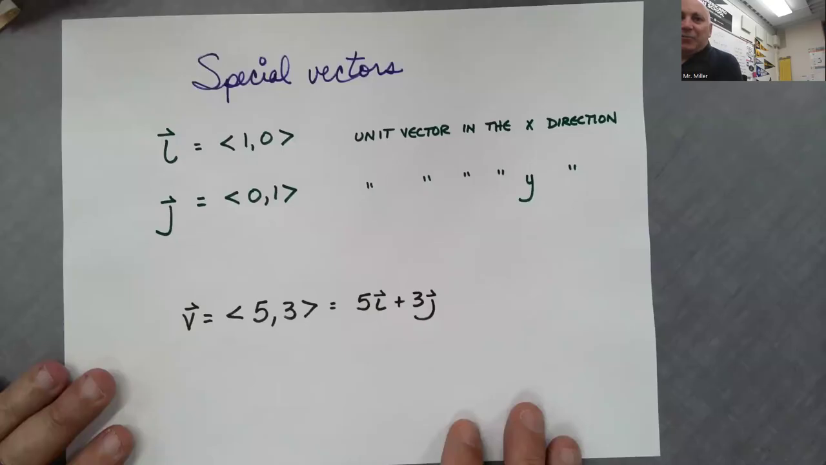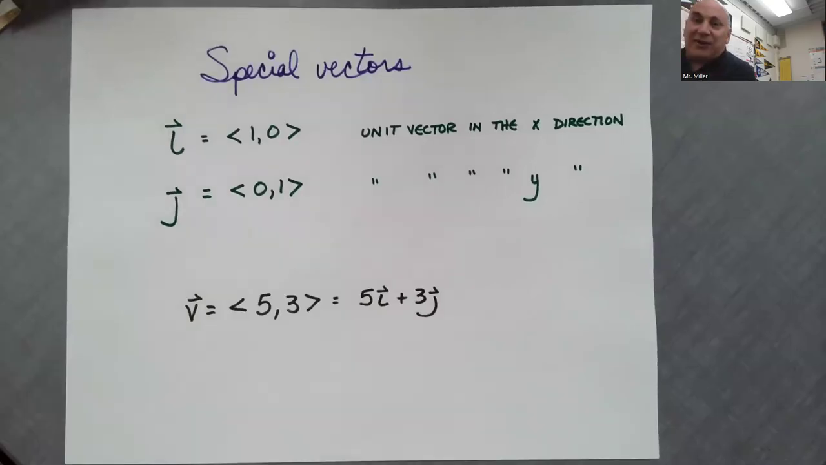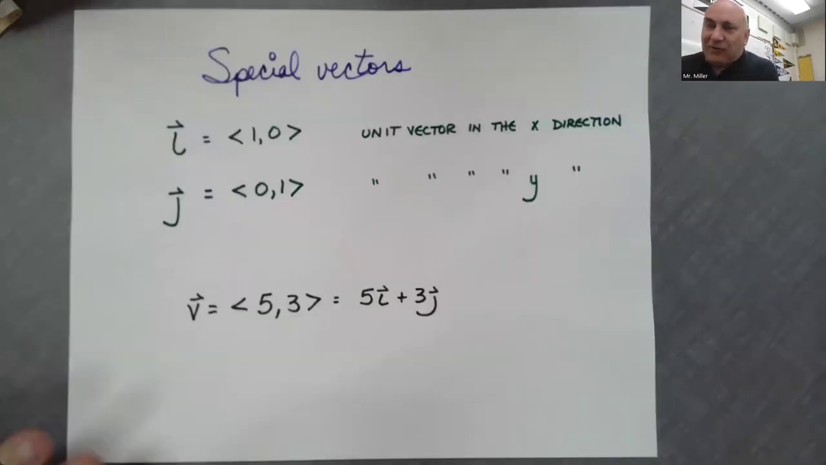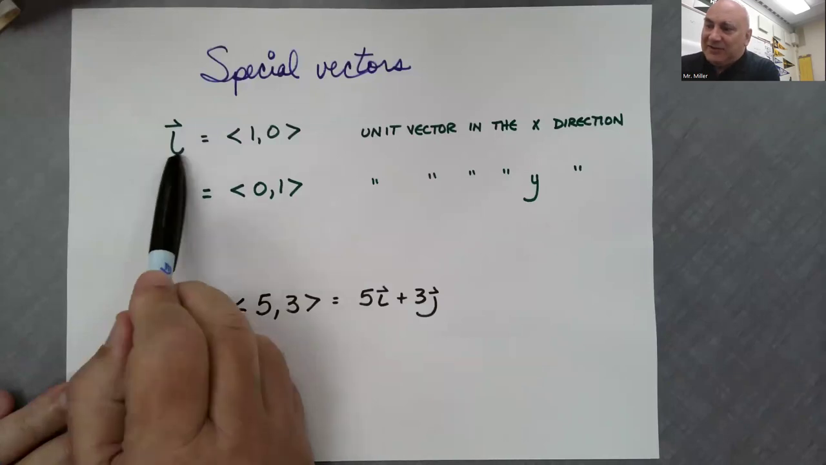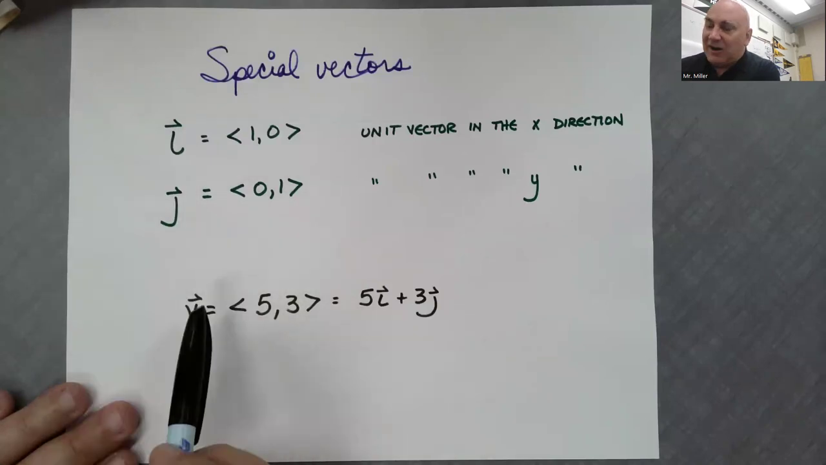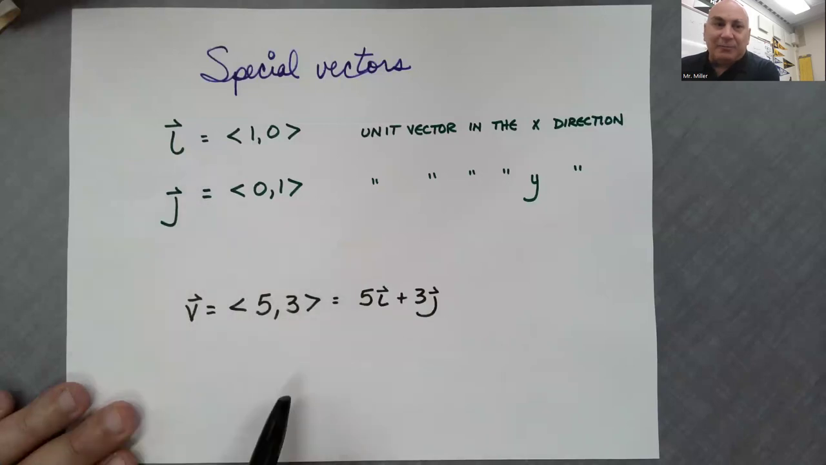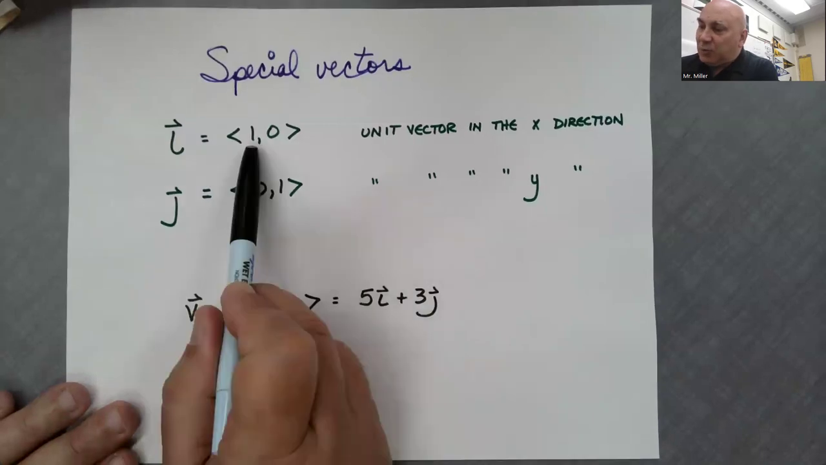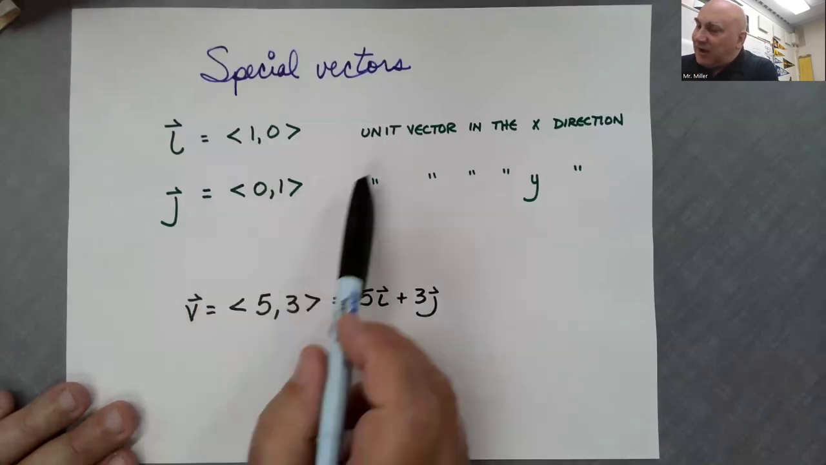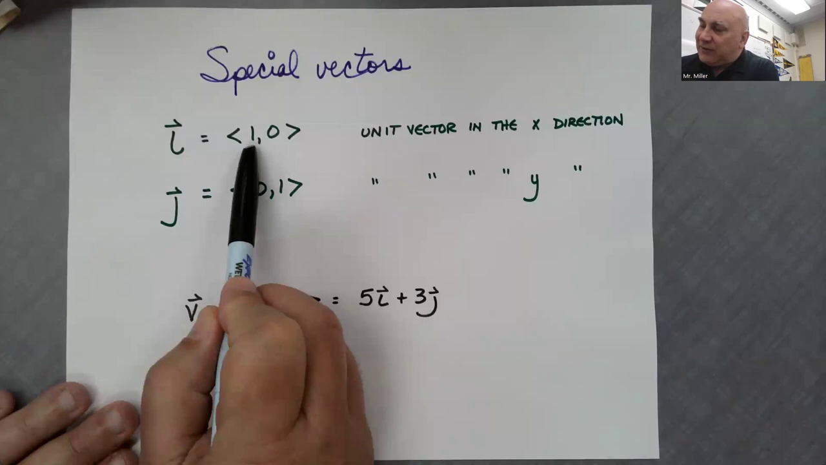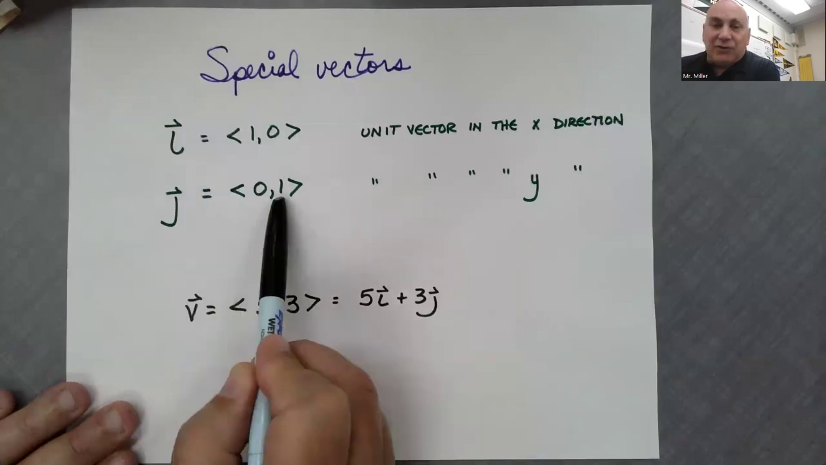Now, this is the way our book writes vectors. They make use of these special vectors. This is vector I. I make the I with a little tail and not a dot, but you put a vector over it. That's vector I. And vector J without a dot, just the vector symbol over it. Those are special vectors, and they are unit vectors. You can see they're 1 unit long. Vector I is a vector 1 unit in the x direction. Vector J is a unit vector in the y direction.